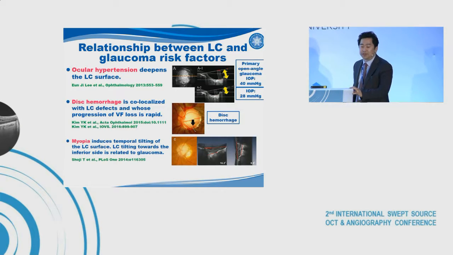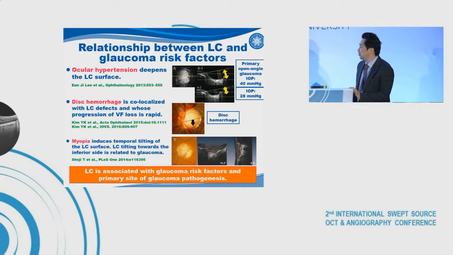And myopia induces temporal tilting of the lamina cribrosa surface, and lamina cribrosa tilted toward the inferior side is related to glaucoma. So lamina cribrosa is associated with glaucoma risk factors and is the primary site of glaucoma pathogenesis.